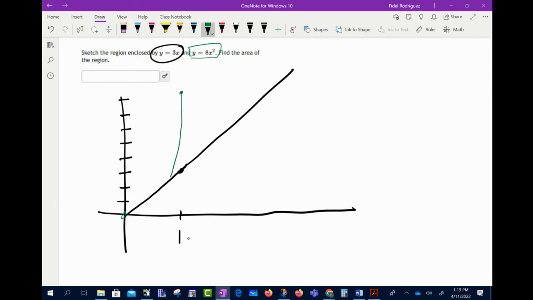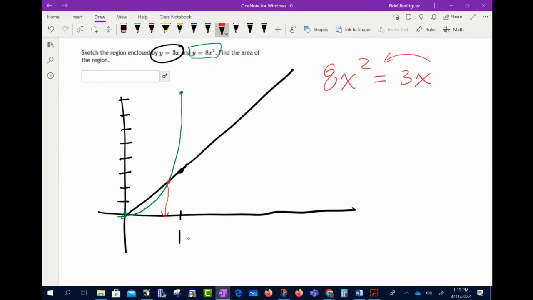Now, the graph here, y'all, is probably going to do something like this. What I want to do is find where those graphs overlap, okay? I want to find the point where these two graphs overlap right here. So the way I can find that is to set 8x squared equal to 3x, because I want to find the parts where they overlap.